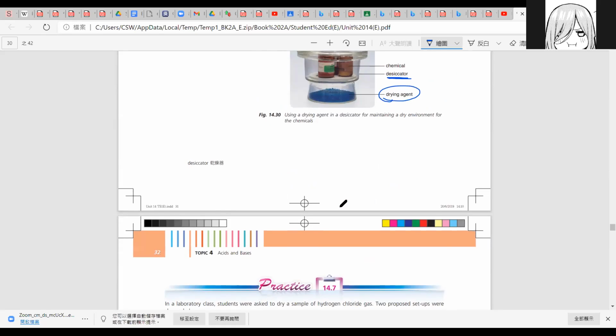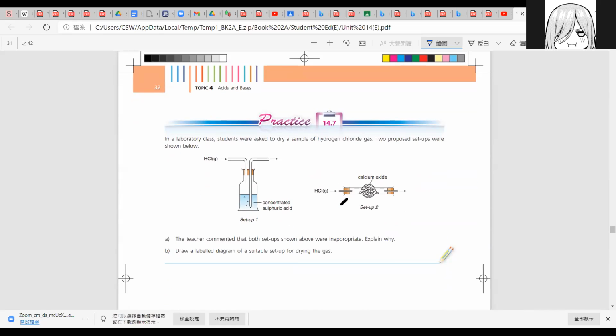Can you get a point? Okay, so this is what you may know about concentrated sulfuric acid. We've got these cases. Now, take a look at the two setups. Something is wrong. Can you make it correct? How about the setup one?